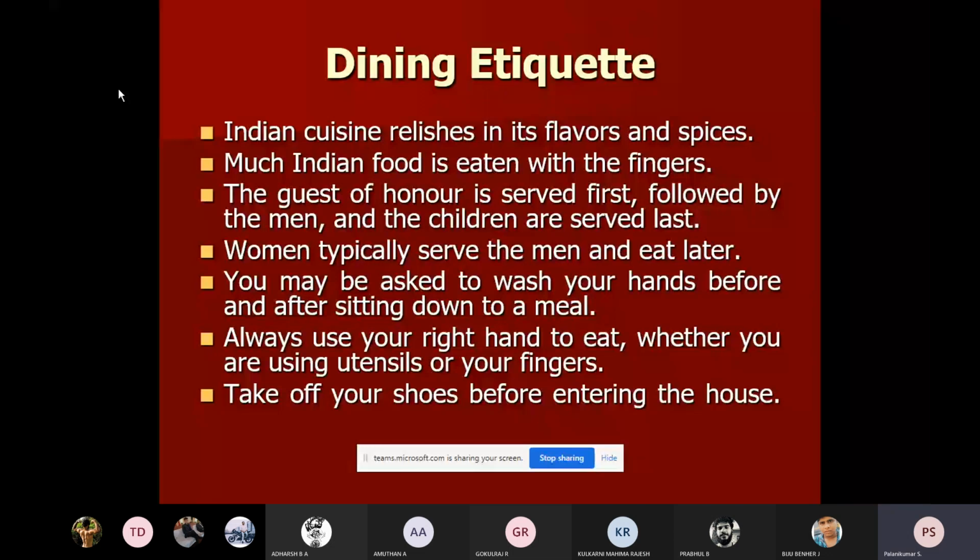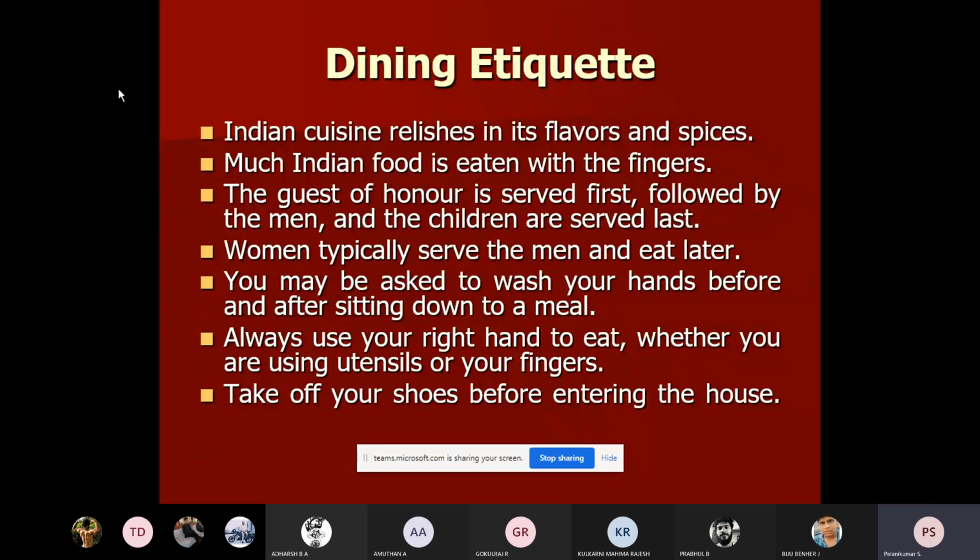Usually in any dining, it is a tradition that we invite guests, and the guest of honor is served first, followed by the men, and the children are served last. Women typically serve the men and eat later on. If you see in Europe now, it has almost changed. We are starting to follow the European culture.